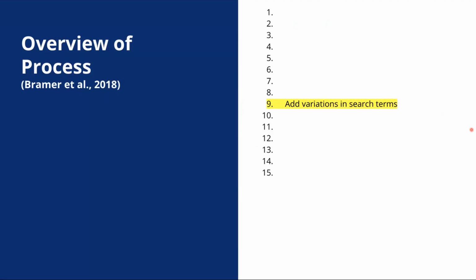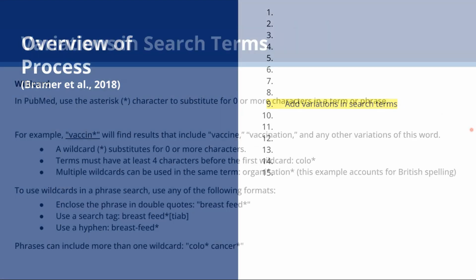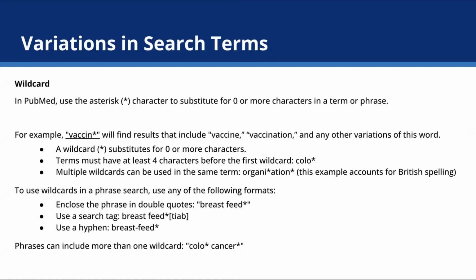After identifying the thesaurus terms or MeSH terms, you will want to account for variations in your search terms. In addition to synonyms and related terms, each database uses different characters that perform different functions in the search engine. On this slide, we can see how you can use the wildcard function in PubMed. For example, you can type VACCIN and add an asterisk. Performing this search will return articles with the word vaccine, vaccination, and any other variations of this word. Note that in PubMed, terms must have at least 4 characters before the first wildcard.